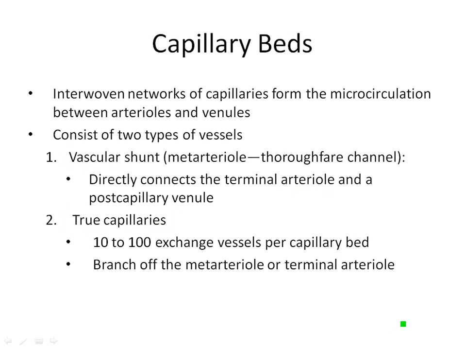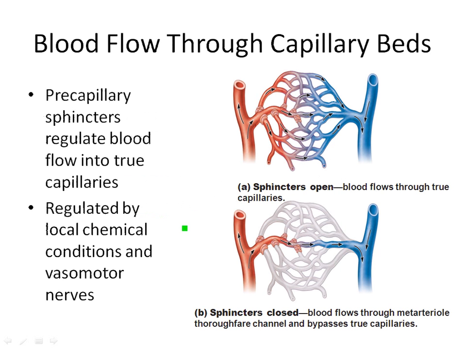Okay, so let's talk now about two important parts of the capillary bed. We have the vascular shunt, which is a connection between the arteriole and the venule. It's a shortcut, just a quick run from the arteriole to the venule to get blood out somewhere else. The true capillaries are all that massive network of blood vessels between the arteriole and the venule, and that allows for all of that exchange to occur. Now let's look at an image that helps to explain this a little bit better.